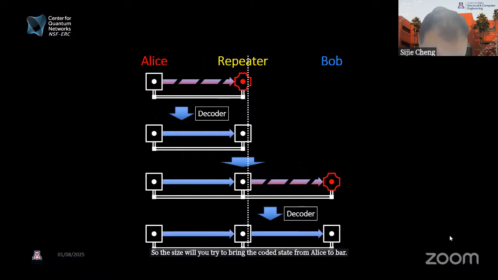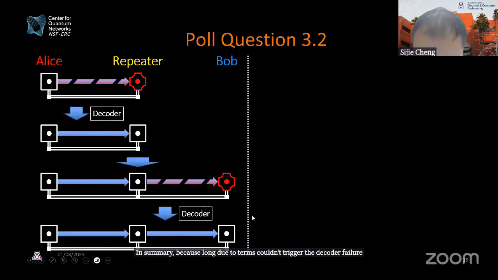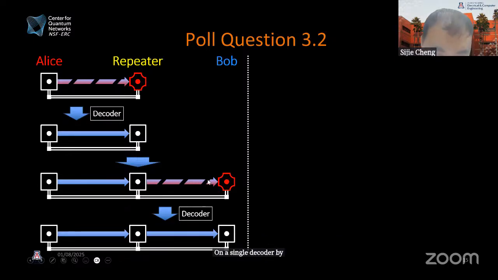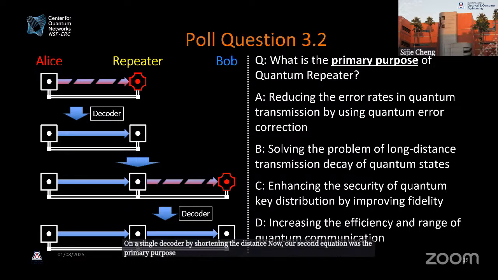In summary, because long distance could trigger the decoder failure, we can use a repeater to reduce the error correcting pressure on a single decoder by shortening the distance. Now, our second poll question: what's the primary purpose of a quantum repeater?